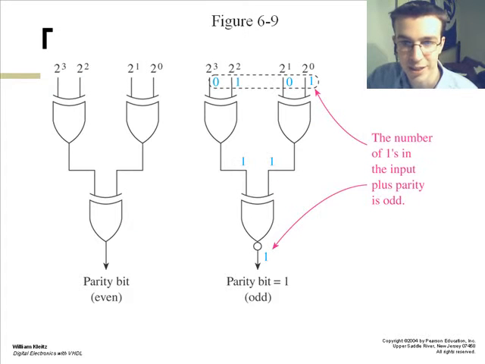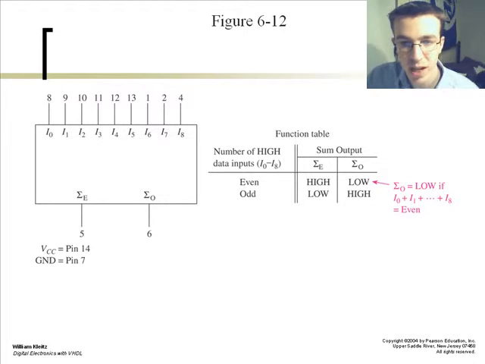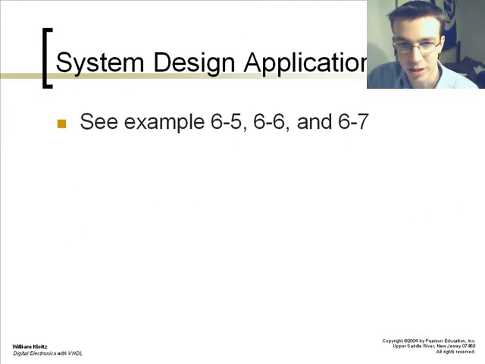This is another example where it takes the value 0, 1, 0, 1, and through your gates you get outputs of a 1 and a 1, and the parity bit is a 1, an odd parity for that. The number of 1s in the input plus the parity is odd. This is the chip diagram for the same parity. With an even and odd, you have your sigma E and sigma O as your summing outputs.